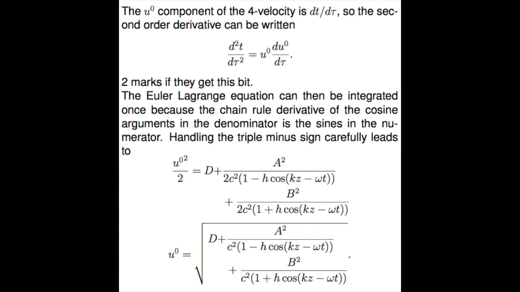Once you do that, the equation is homogeneous. It's just u's and ct's, and it can be done by inspection because you have sine of kz minus omega t divided by the square of 1 plus cos of kz minus omega t, and the integral of that's just 1 over 1 plus cos. So that gives you the answer. So you just have to basically do the integral by inspection.